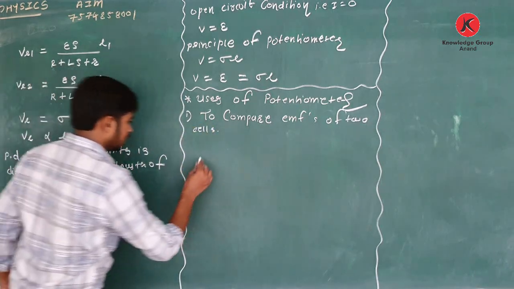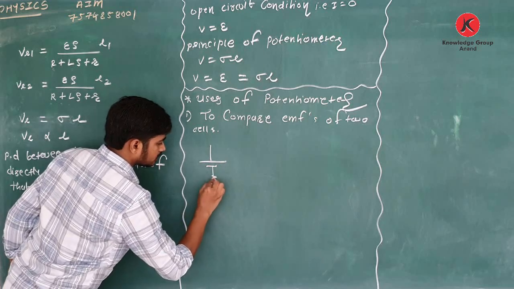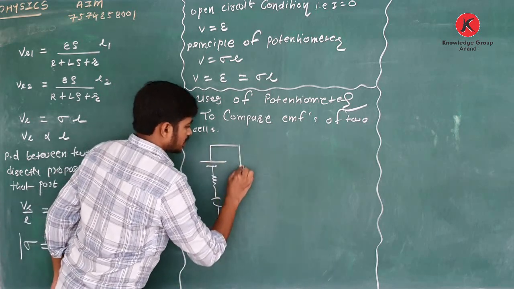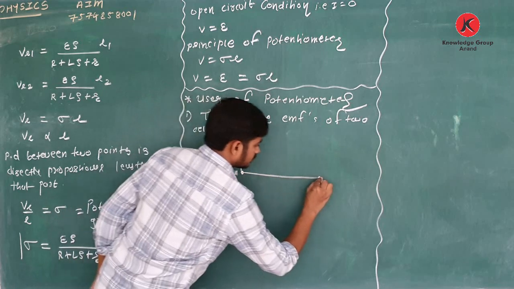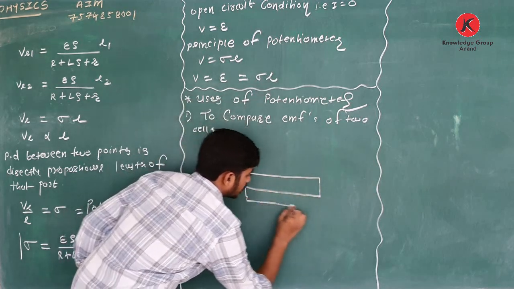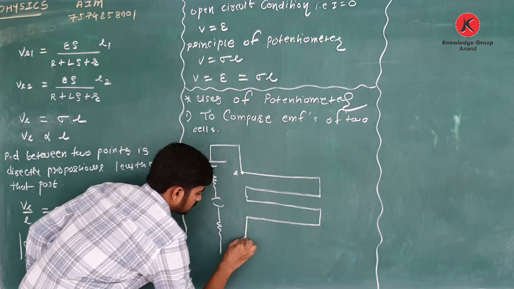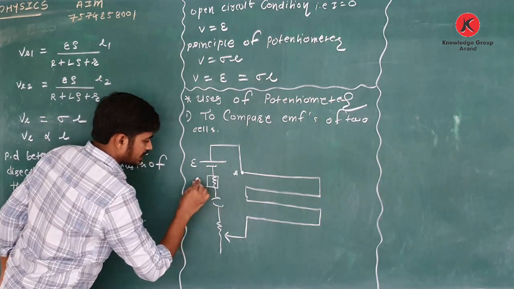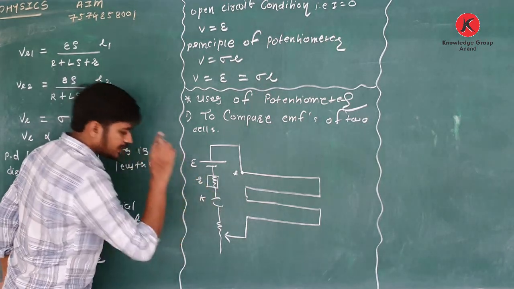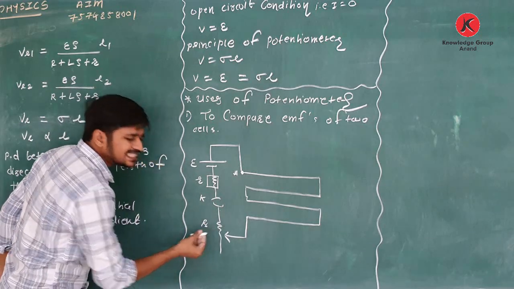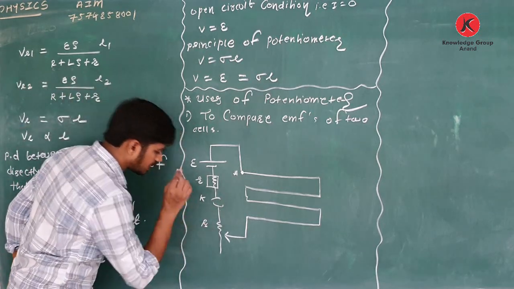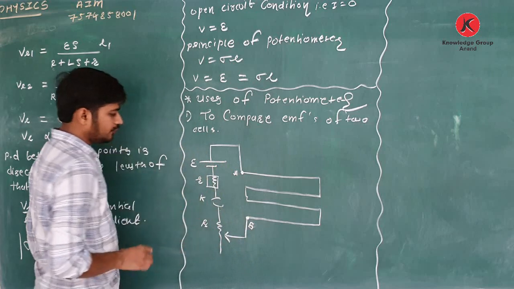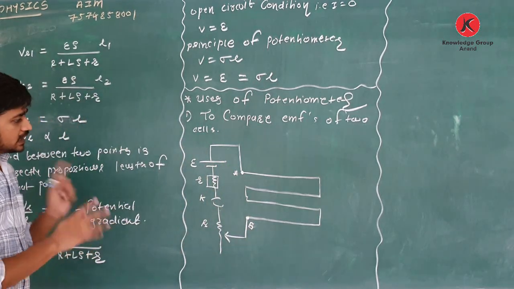What is the circuit? See, here it is. A cell, internal resistance, a key, and the potentiometer wire A, like this. It is a cell of EMF E with internal resistance r, a key, and a rheostat Rs, or you can say a resistance box having resistance R. The potentiometer wire is A. Yes, you know this circuit.